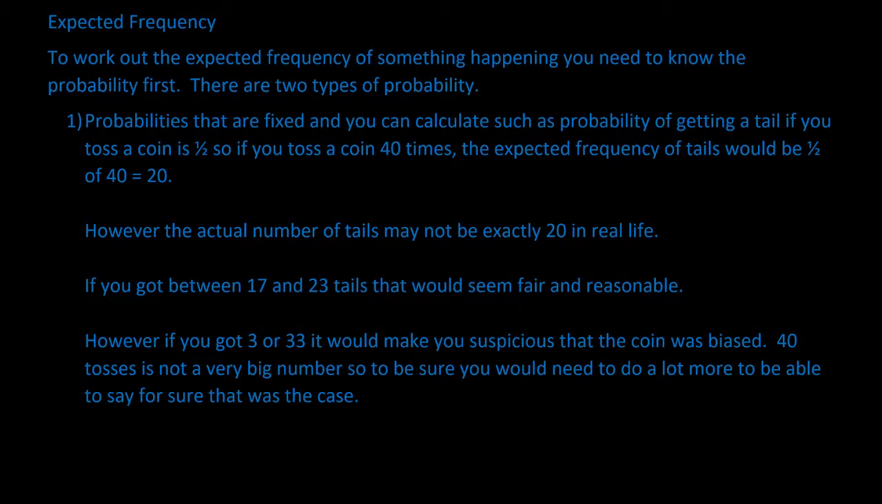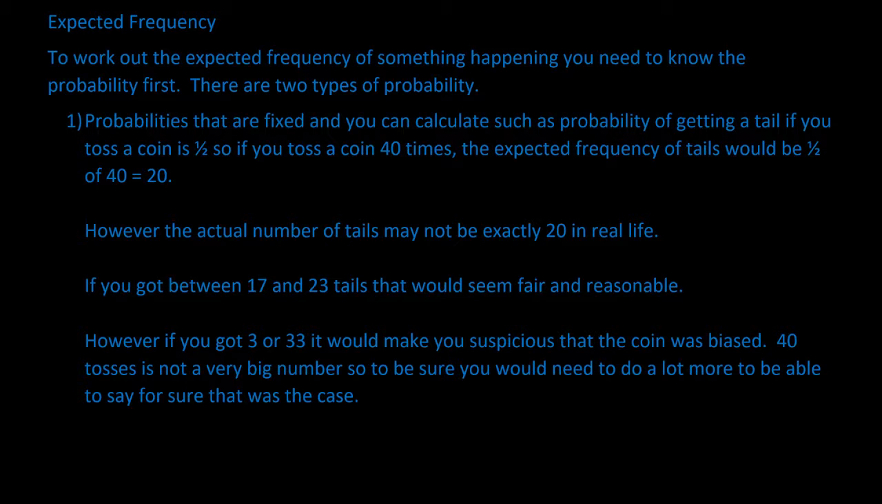We're going to discuss now the term expected frequency. To work out the expected frequency of something happening, you need to know the probability first, and there are two types of probability. So the first type of probabilities are fixed and you can calculate them, such as the probability of getting a tail if you toss a coin. We know that's a half.